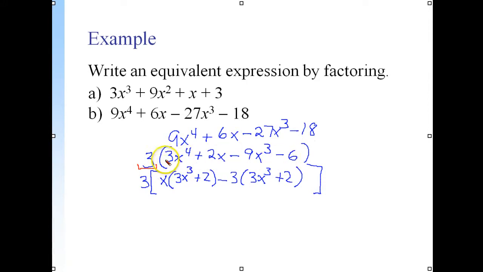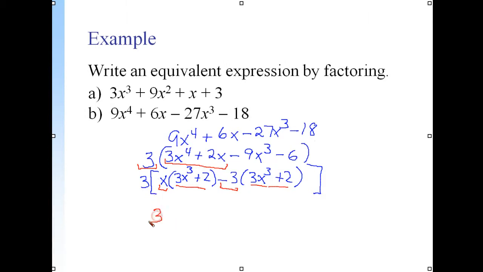Now I'm looking for what can I possibly take out of these first 2 terms. I could take out an x, which I did. And what can I factor out of these next 2 terms? So I end up with what I have here. Well, in this case, I have to factor out a negative 3. That will reverse the signs, and I get this. So then, what is my next step?